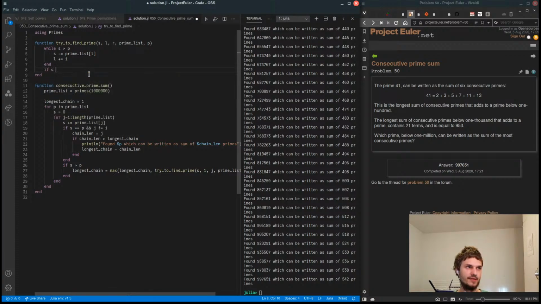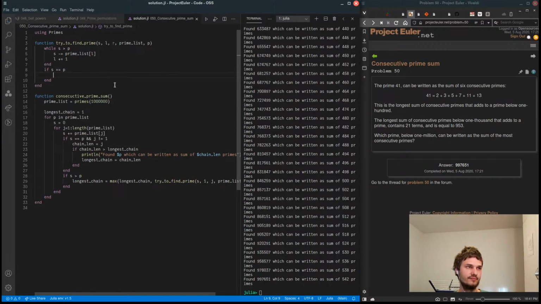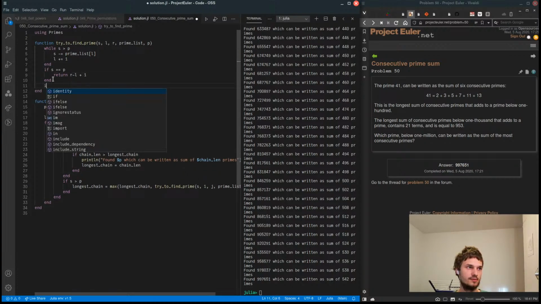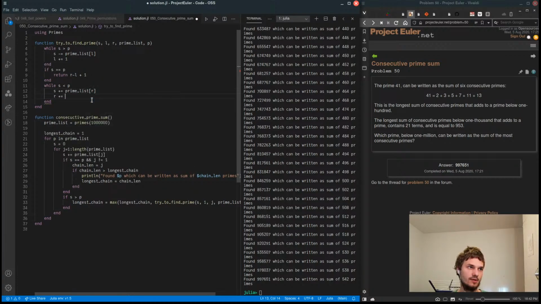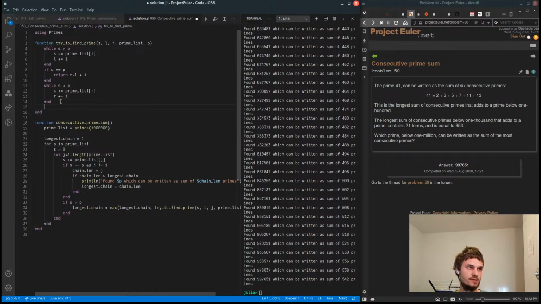Well, okay. If S is equal to P, then return R minus L plus 1. And while S is smaller than P, S plus prime list R plus 1, yes, return try to find prime of S, L, R, prime list P. This seems so weird.